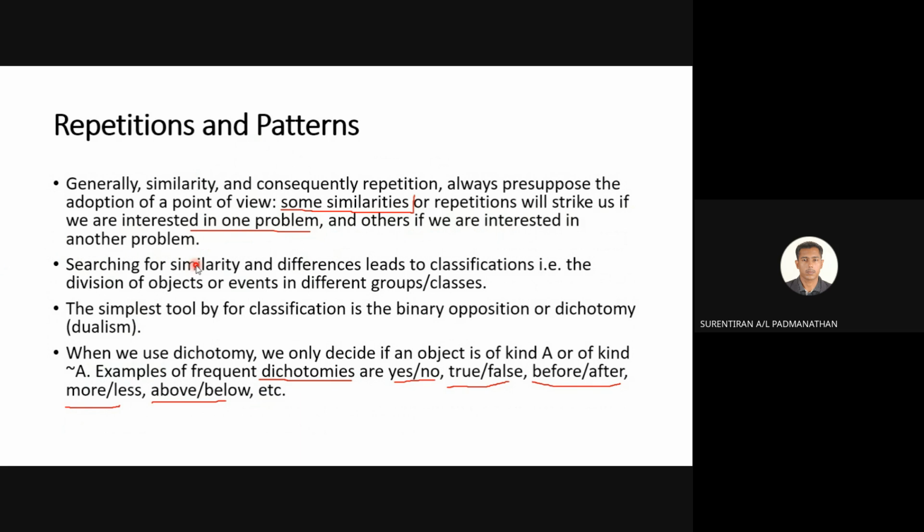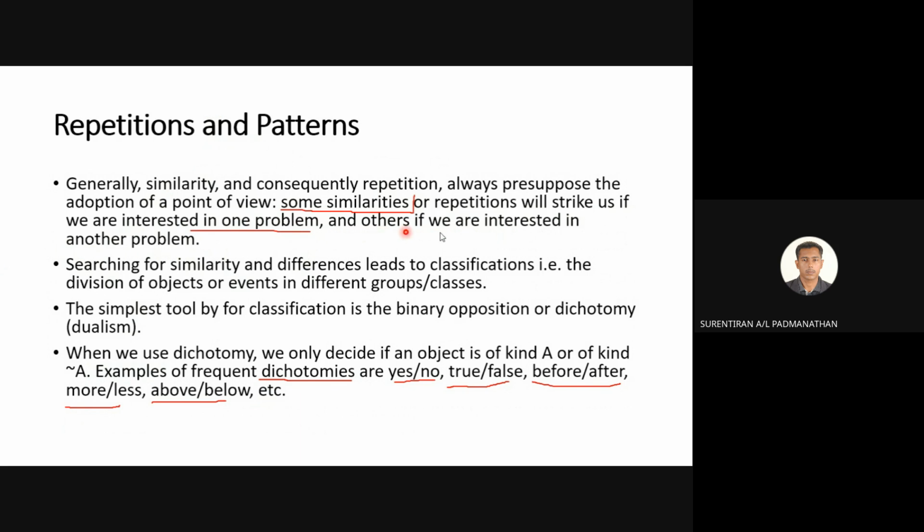So that's very important. It is very crucial for a researcher to identify the similarity and also the pattern of the problem, from what kind of point of view you are looking into the problem. So generally, some similarities, as I told you, some similarities or repetitions will strike us if you are interested in one problem.